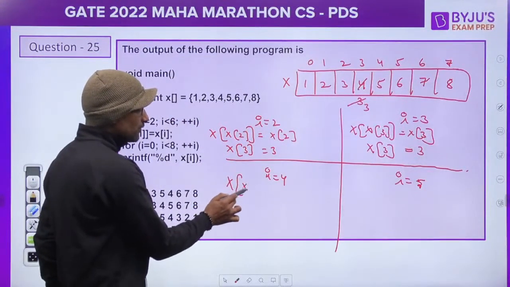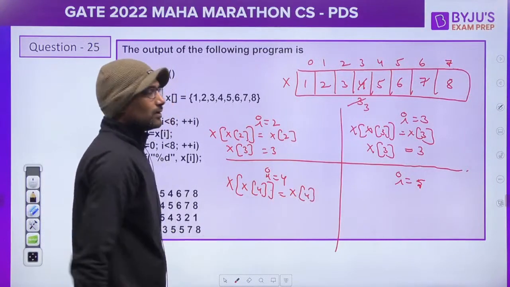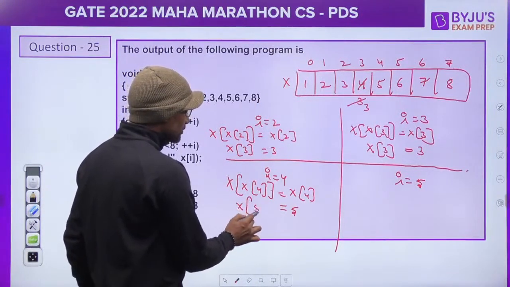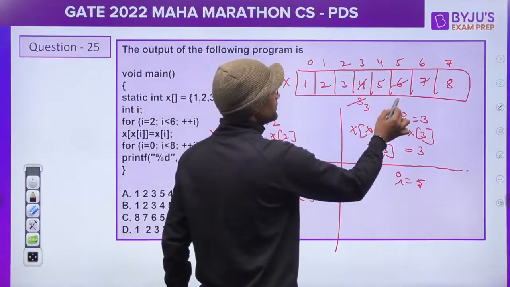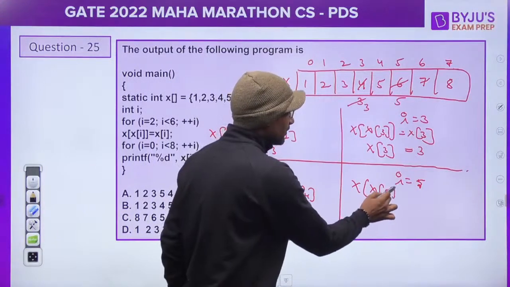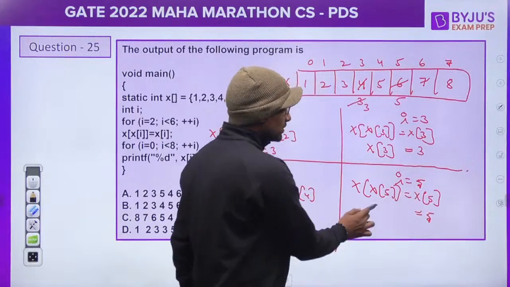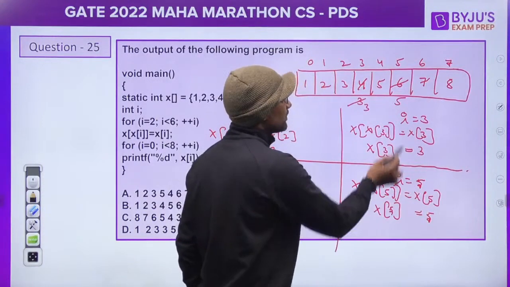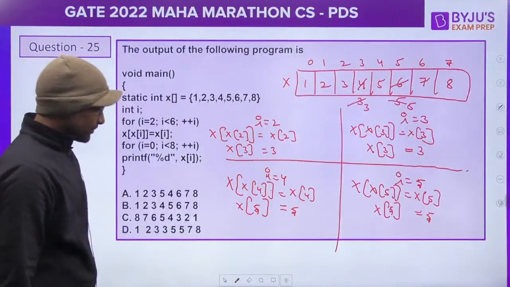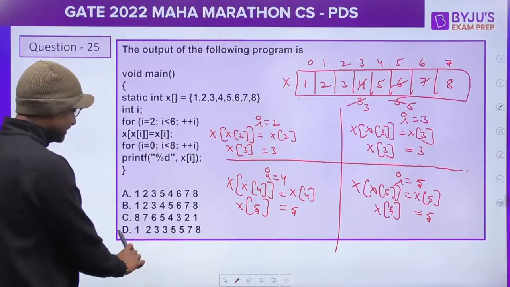Now x of 4 is equal to x of 4. What is x of 4? 5. So x of 5 is equal to 5. X of 5 equals x of 5. X of 5 just now we have changed to 5. So x of 5 equals 5. Now you are printing the complete array. So you will get 1, 2, 3, 3, 5, 5, 7, 8. Option D.